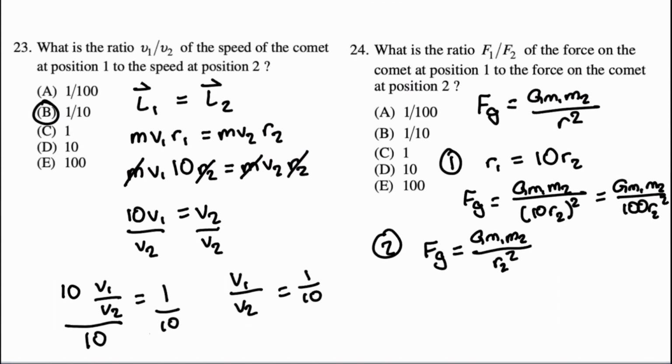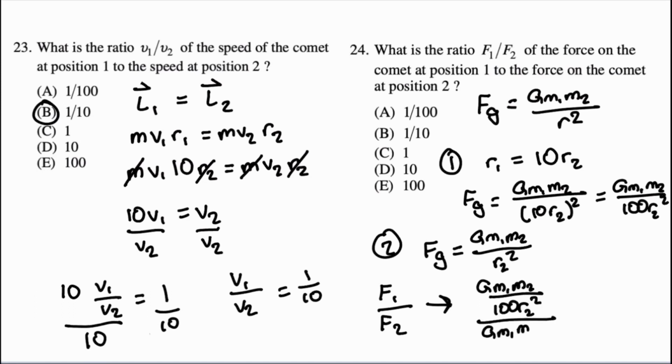So now we need to get F1 over F2. So we're going to just write out what we got. G m1 m2 over 100 r2 squared all over G m1 m2 over r2 squared. And this whole thing simplifies to 1 over 100, which is answer choice A.